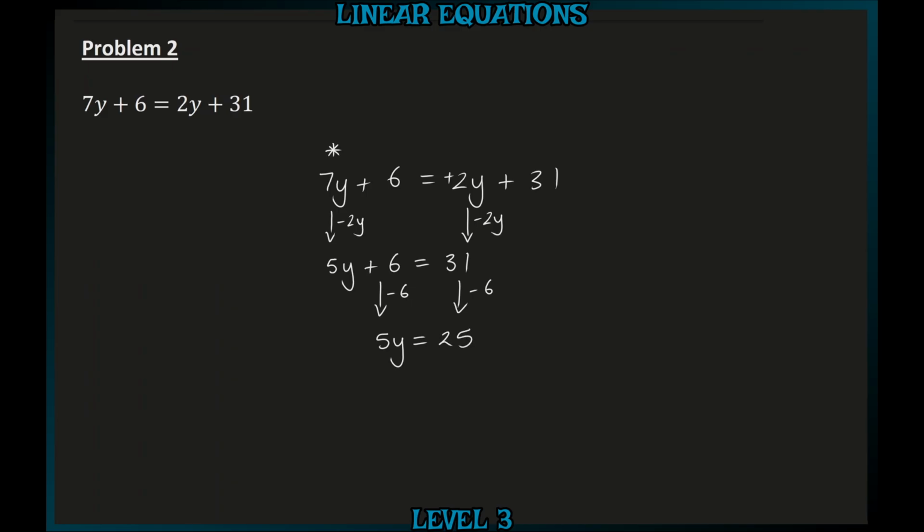Finally, the 5 in front of the y is multiplying y by 5, so to remove it, we use its inverse, which is to divide by 5, and we do exactly the same on the right. Now on the left, the times 5 and the divide by 5 cancel out to just leave us with y, and on the right, 25 divided by 5 is 5, so our final answer for problem 2 is y is equal to 5.